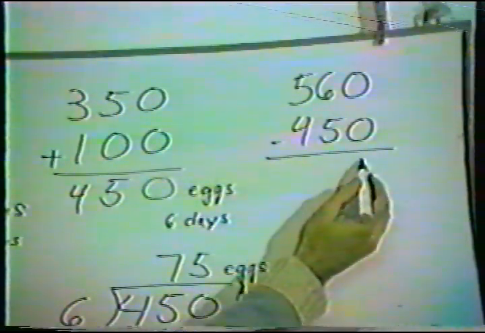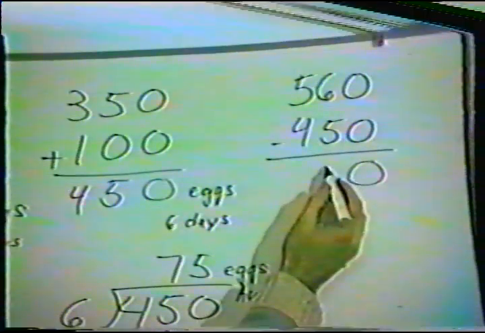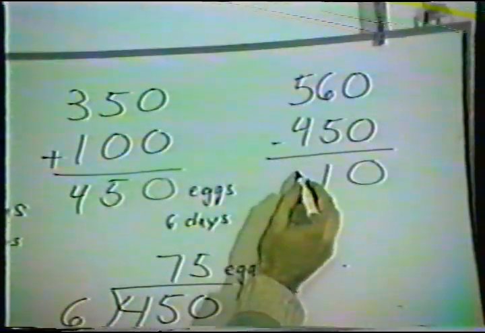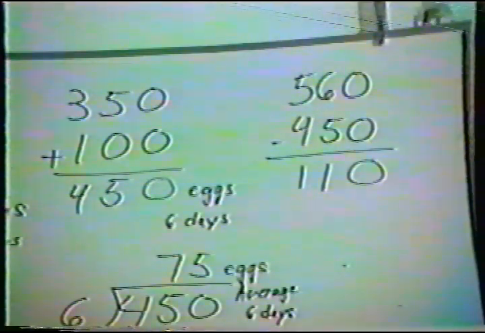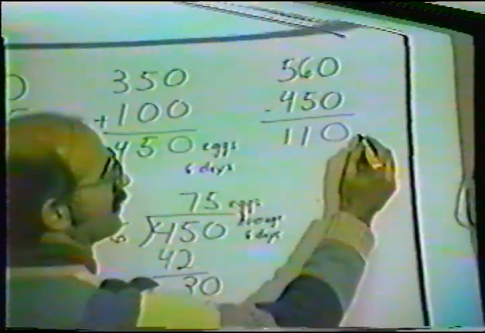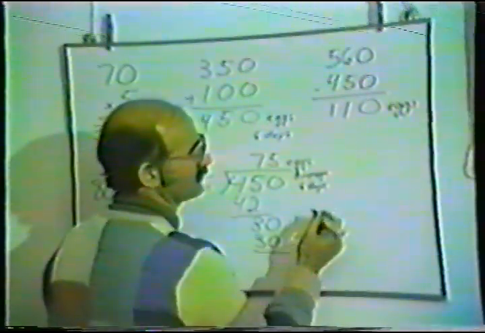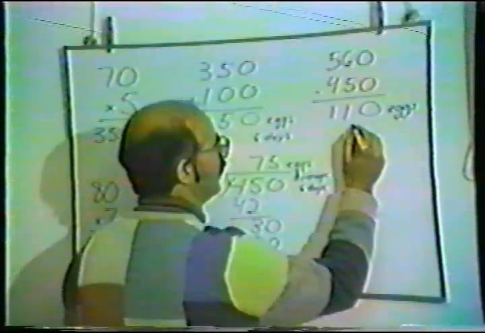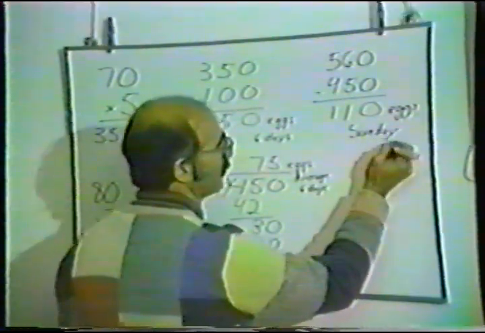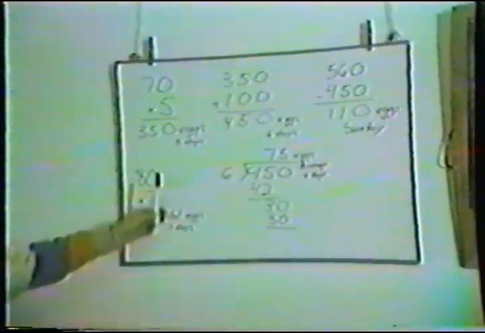0 take away 0 is? 0. 6 take away 5 is? 1. 5 take away 4 is? 1. The answer is 110. 110 what? Eggs. And what can we say about those eggs? On Sunday. Eggs on Sunday. Look how much work we had to do for that problem.